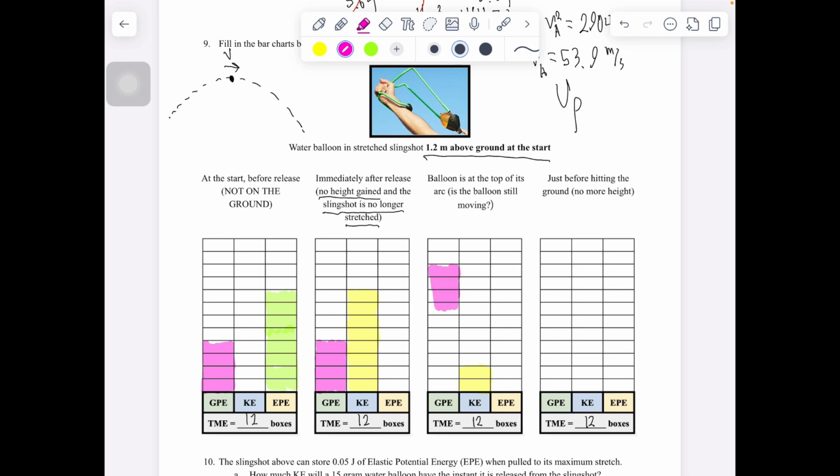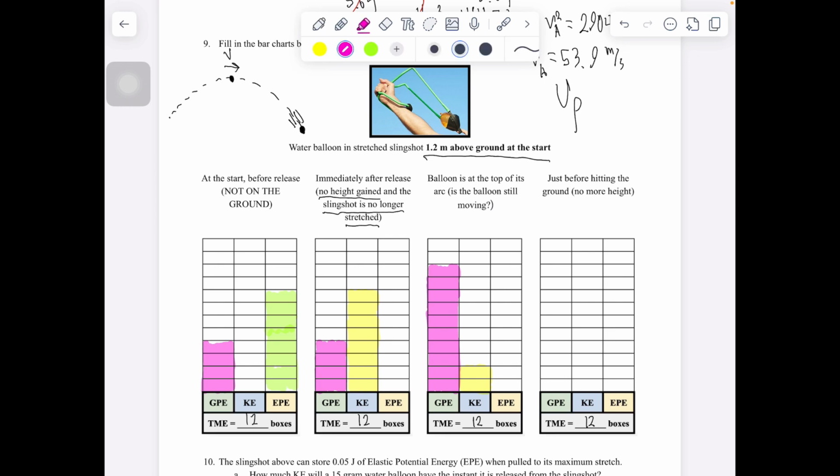Let's fill that all in. Okay, there we go. Energy is conserved, its total is staying the same. Let's look at our final situation just before hitting the ground. No more height. Okay, so now we've reached our highest point, we're on the way down. We are actually right about to hit the ground. We are flying through the air really fast all the way at the ground.